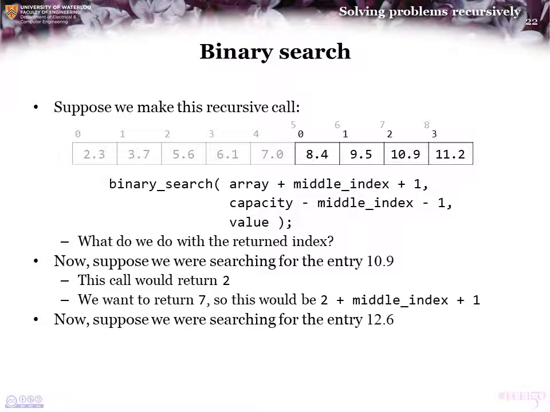Now, suppose instead we were searching for the entry 12.4. 12.4 is not in the larger array, and therefore it's not in the smaller array, and therefore it will indicate or flag that it was not found. If it was not found, it will return the capacity of the array that was being searched. So in this case, it will return the capacity of 4, as that is the capacity of the smaller array.